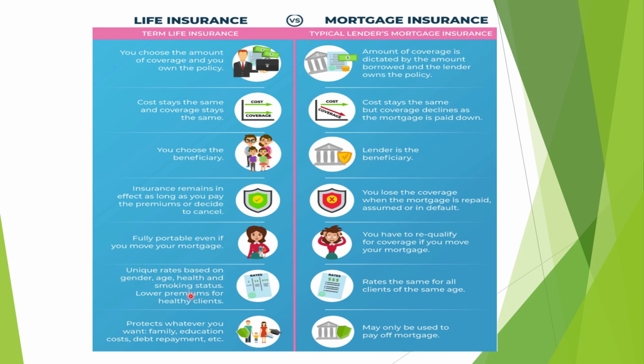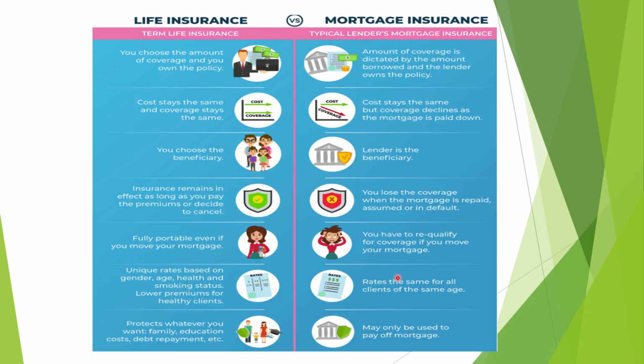Now, the other benefit of life insurance is unique rates based on gender, age, health, and smoking status, with lower premiums for healthy clients. It means in life insurance your coverage and your premium depend on your gender, your age, your health, and your smoking status. There is a medical examination, and based on that your premium is decided. Generally it's a lower premium for healthier clients, because if you're healthy, the chances are your premiums are lower.